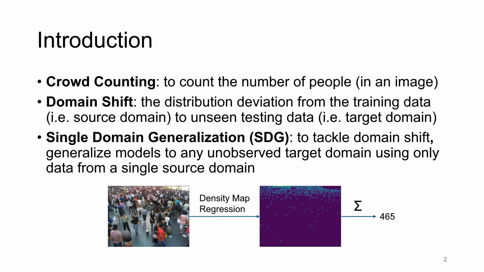Crowd counting is the task of counting the number of people, mostly in an image. But in real-world applications of crowd counting, we encounter the domain shift problem. It means the distribution deviation from the training data, in other words the source domain, to unseen testing data, the target domain. We want to tackle domain shift with single domain generalization, which means that we generalize the models to any unobserved target domain using only data from a single source domain.